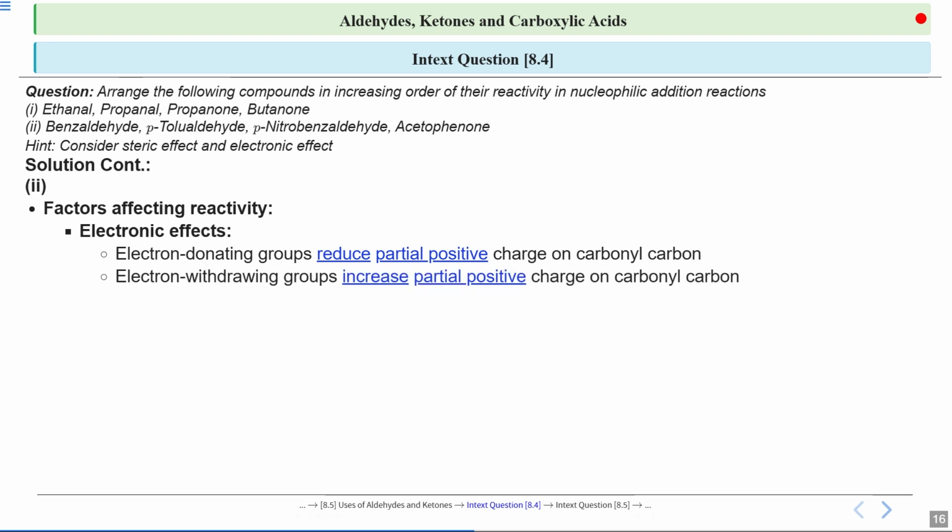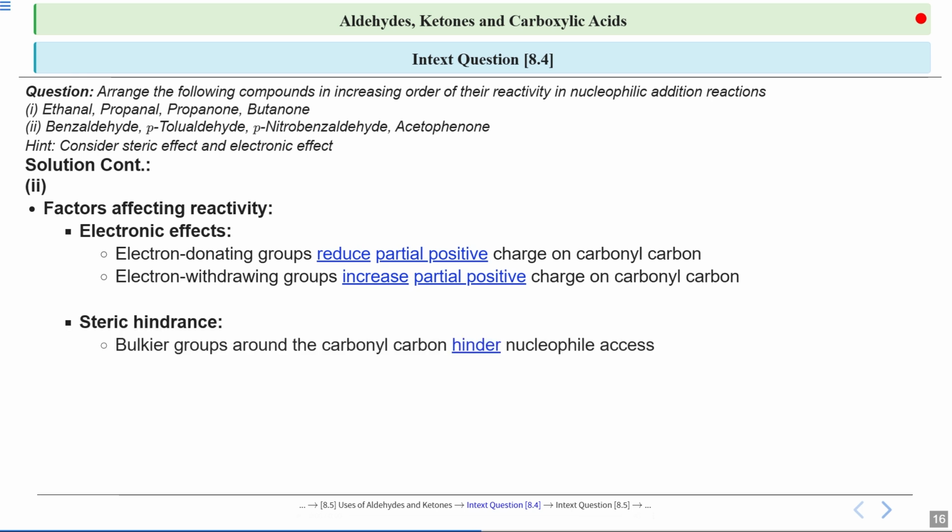And the electron withdrawing groups increase the partial positive charge on the carbonyl carbon. If it is increasing the partial positive charge, this makes the carbon more susceptible to nucleophilic attack, enhancing their reactivity. So electron donating groups reduce the partial positive charge on the carbonyl carbon, and electron withdrawing groups increase it. And if we compare the steric hindrance factor, the bulkier group hinders the access of nucleophiles to the carbonyl carbon, which will decrease the reactivity.